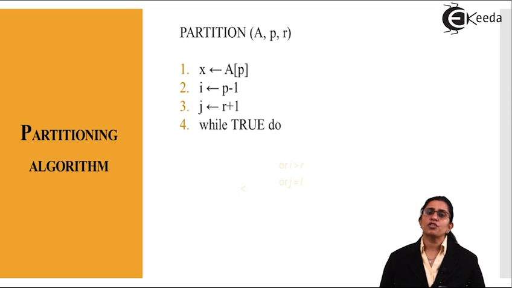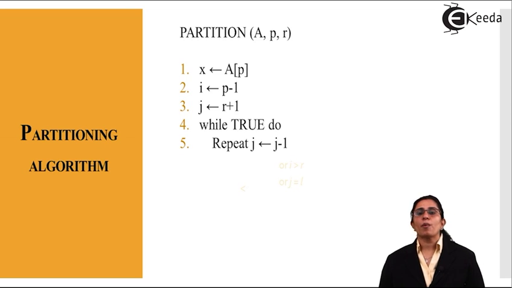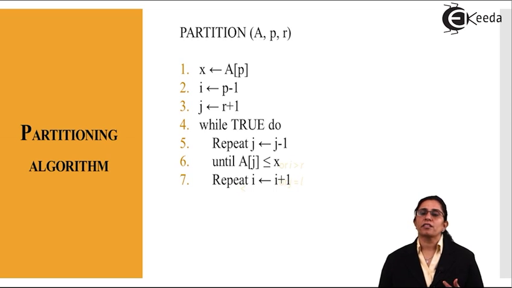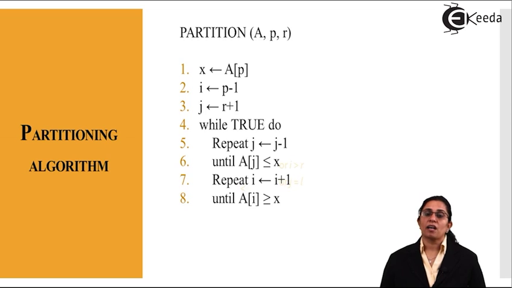While the condition is true, then what do I do? I keep on repeating, that is, I keep on decrementing the value of j by 1 till A of j is less than or equal to x. And then what happens? I keep on repeating, that is, I keep on incrementing the value of i till I reach a position where the exchange is no longer possible, that is, until A of i becomes greater than or equal to x.